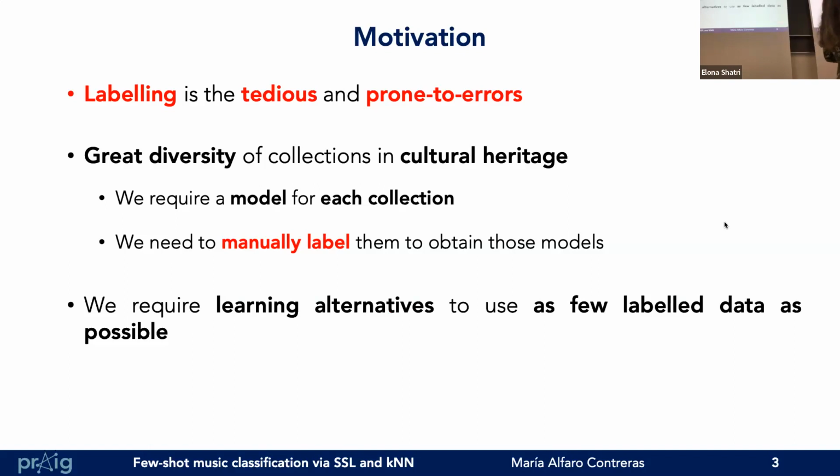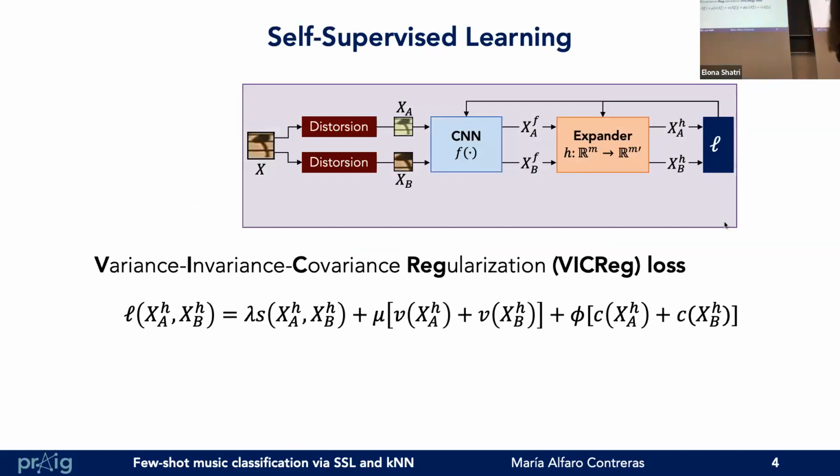So at this point, what we actually need is learning alternatives that use as little labeled data as possible. And this is what I'm going to introduce today: we propose a new methodology that tries to use as little labeled data as possible to construct a music symbol classifier. And how did we do that? Basically, we resort to self-supervised learning. Self-supervised learning, just to give a quick introduction, tries to learn useful representations from completely unlabeled data, and then use those representations in one or more downstream tasks. And in this work, we're going to use it to create a symbol classifier.